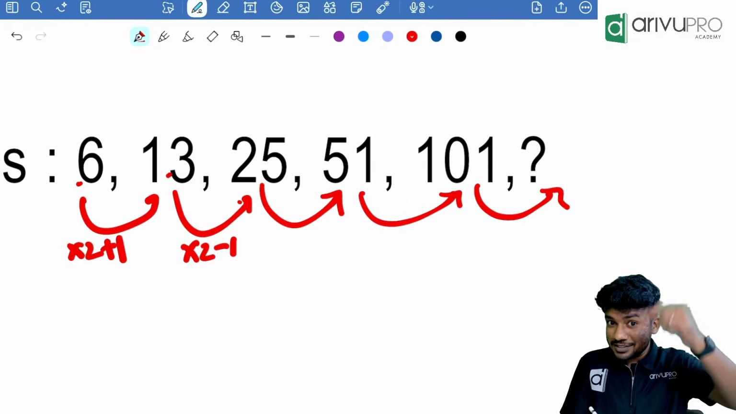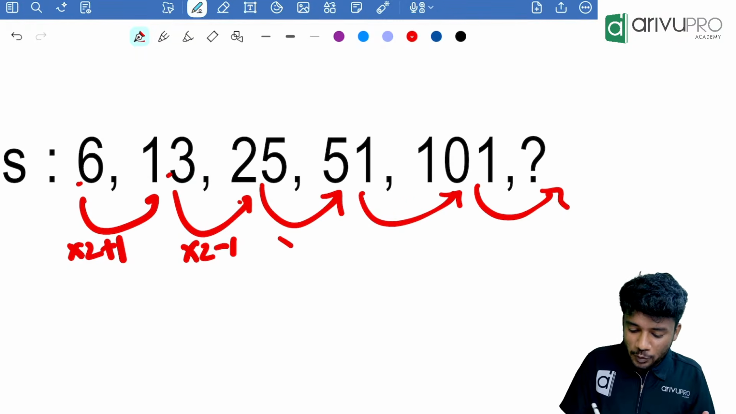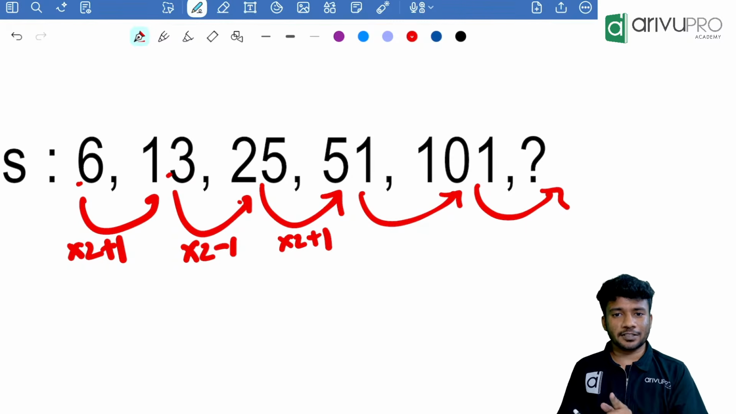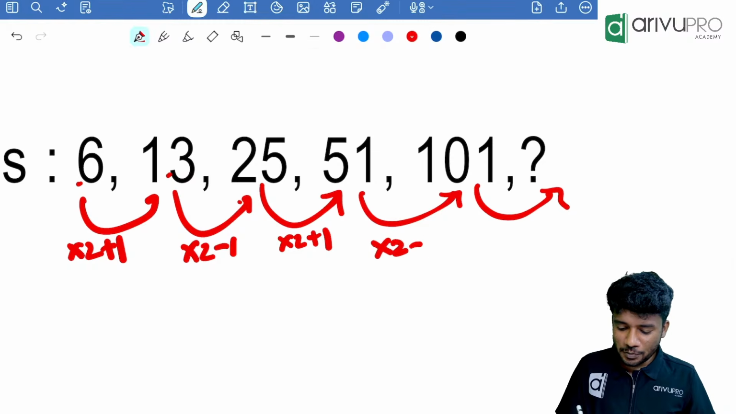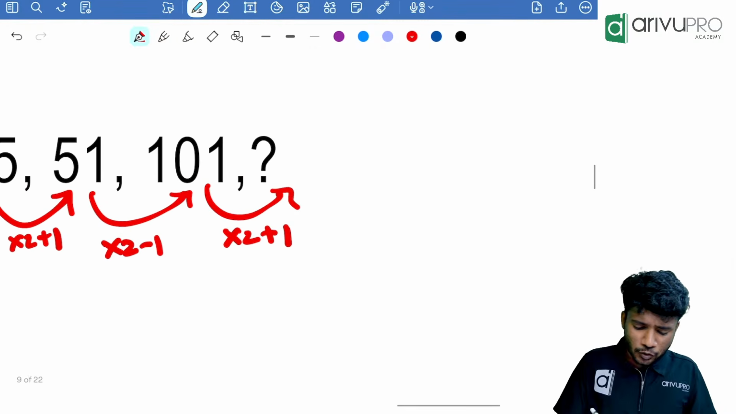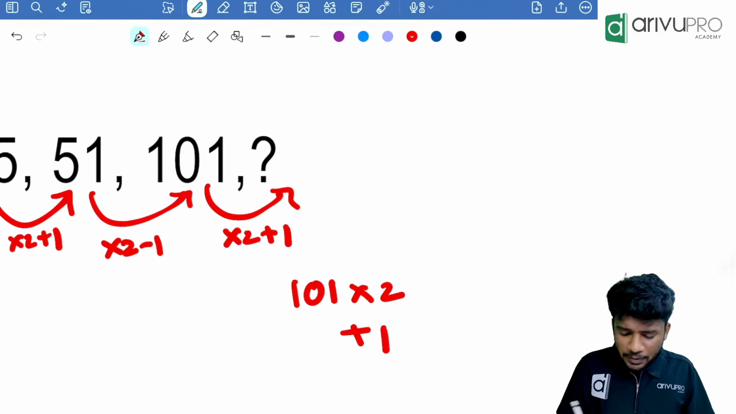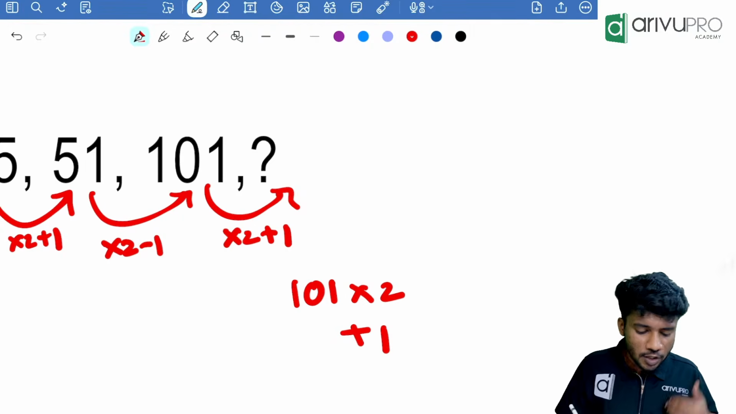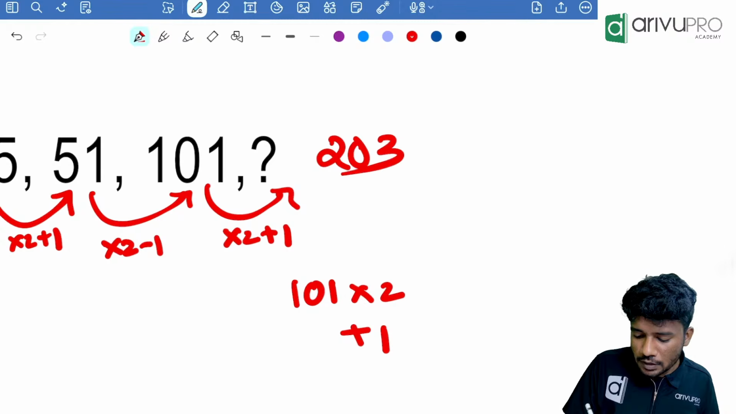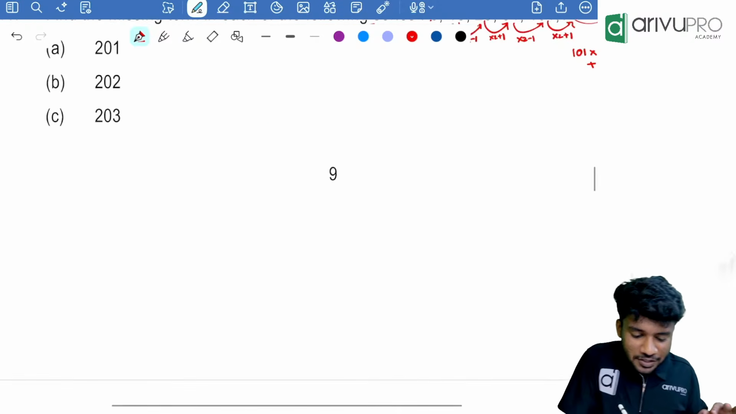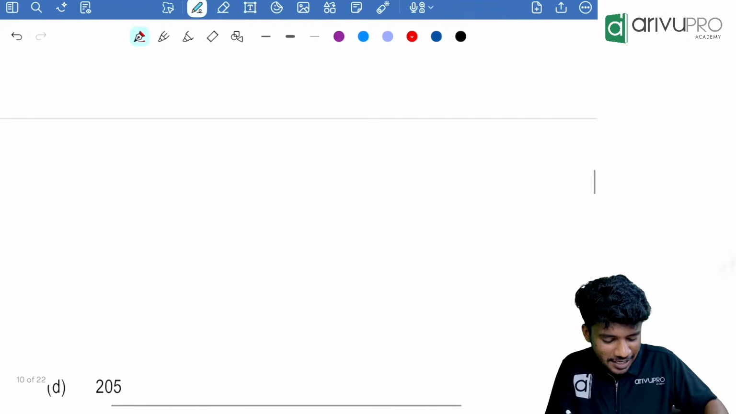13 into 2 is 26. 26 minus 1 is 25. 25 into 2 plus 1. So the pattern is into 2 plus 1, into 2 minus 1. Into 2 plus 1, into 2 minus 1. Then into 2 plus 1 should be the final case. So 101 into 2, then plus 1. How much is the answer? 101 into 2 plus 1 is 203. Which option is the answer, people? Option C is your answer. Very direct question. Next one.